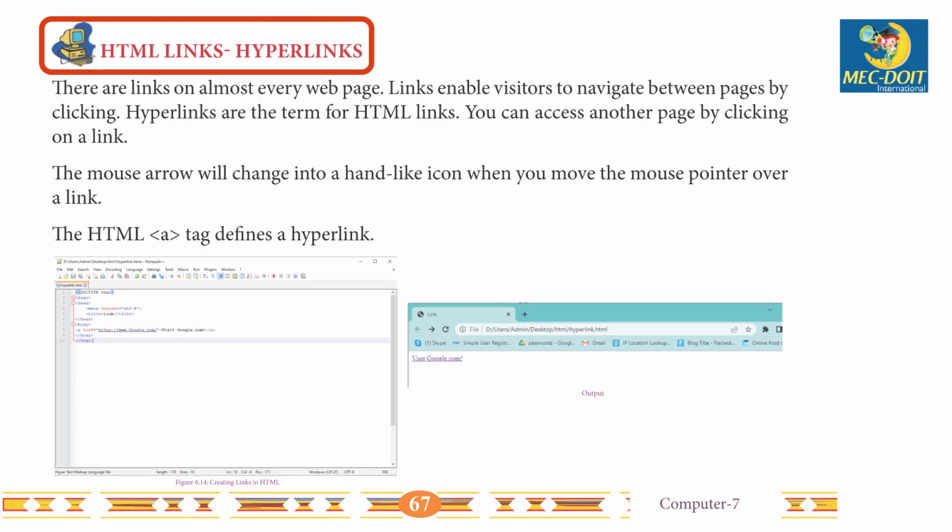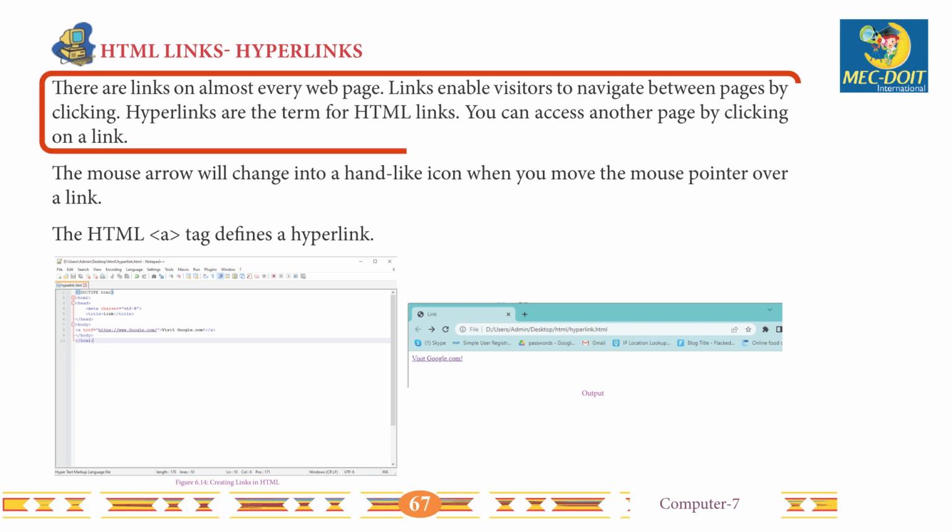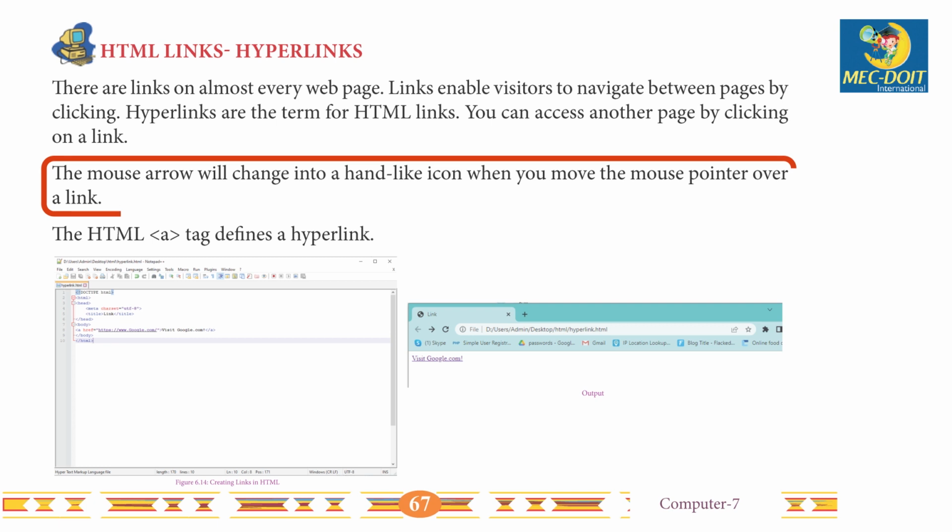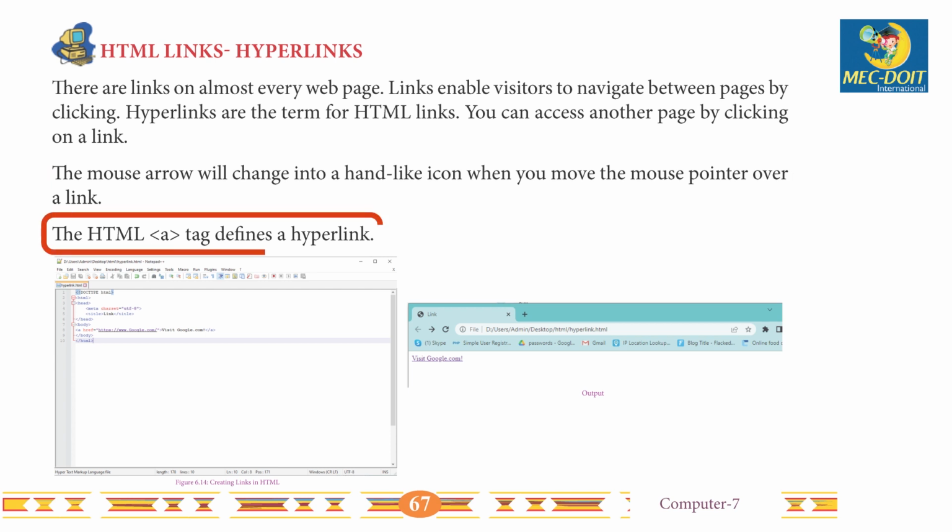HTML links, hyperlinks. There are links on almost every web page. Links enable visitors to navigate between pages by clicking. Hyperlinks are the term of HTML links. You can access another page by clicking on a link. The mouse arrow will change into a hand-like icon. You can move the mouse pointer over a link. The HTML <a> tag defines a hyperlink.